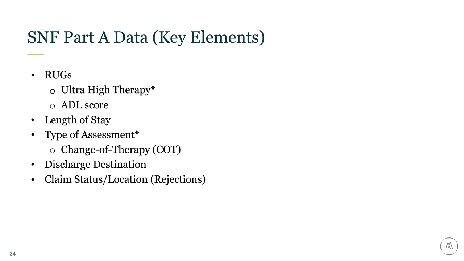Within the SNF Part A data itself, obviously these are fairly standard for folks on the line, but just keeping in mind, again, the component of that ultra-high therapy, how long the individuals have been in there, and then really that discharge destination. Where are they going when they're leaving the SNF? Are they going back into the acute space? Are they going home? Are they going into home health or hospice? Really understanding where your skilled nursing facility is on the continuum of care can help level set some of your risk assessment as well.